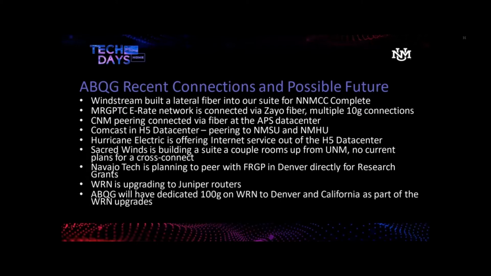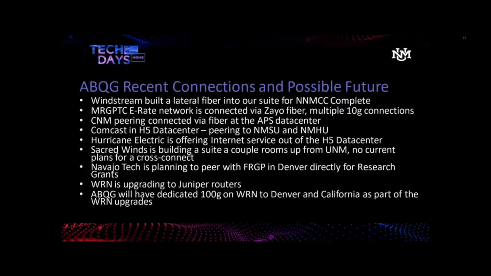CNN peering was connected via the APS data center. Comcast is in the H5 data center and is now peering with both NMSU and their Xbox for their students. Hurricane Electric in the H5 data center is offering internet service, and apparently their pricing is pretty good at this point, so that's something to consider. There is some fiber between us and the H5 data center for that. Sacred Winds is building a suite a couple rooms down from UNM. There are no current plans for a cross connect.